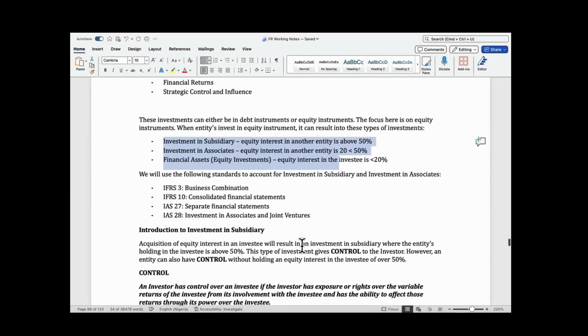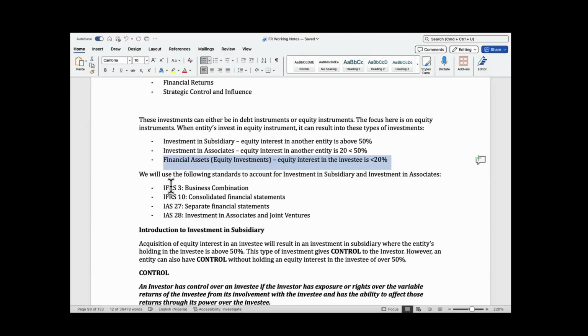Okay, you know that everything we talk about in reporting, everything, there's a standard behind it. So for investment in subsidiary and associates, which is the focus, because this one is going to be covered under financial instruments. It will not give rise to group accounts. So the focus majorly is investment in subsidiary and investment in associates. So these are the standards relevant for that.